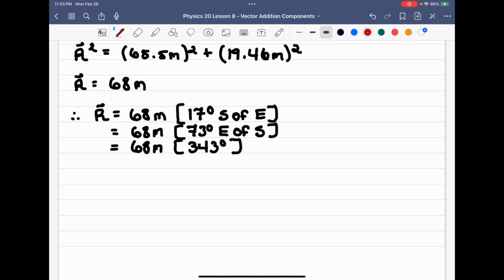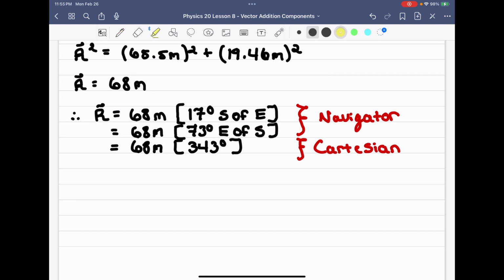So if we were to classify our final answers here, these two comprise the navigator method, just to make sure that we're being specific. These two are your navigator. The one at the very bottom here, this is your Cartesian method. There we go, Cartesian. And again, could you guarantee that any particular one of these would be on a multiple choice or any sort of assessment? No, but in a written response or multiple choice, you might see one answer over the other, or be asked to do one answer over the other. So just be aware that there are 3 possible answers total.